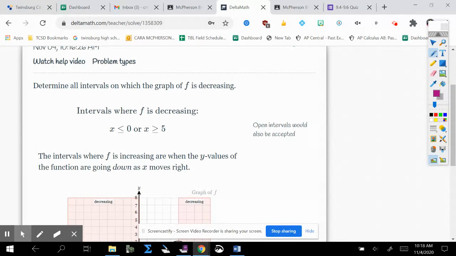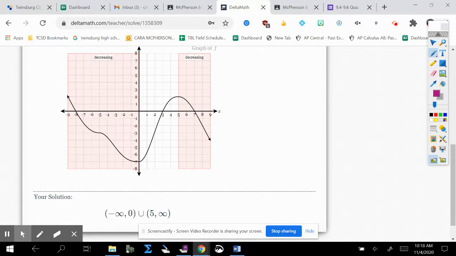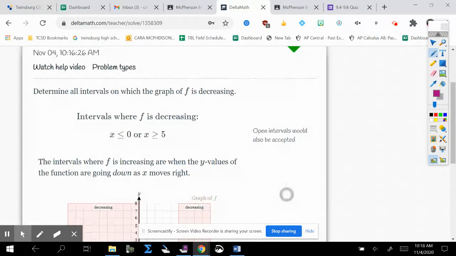They will accept either with or without the equal to. They will accept with or without the less than. So you could write it like this. They wrote it as x is less than or equal to 0, x is greater than or equal to 5. I wrote it differently. I said it's everything that's going from negative infinity to 0 and from 5 to infinity. You get a lot of different ways that you could write this, whether you want to write it with inequality signs or intervals, but those are the times that it's decreasing. Let me show you another one.